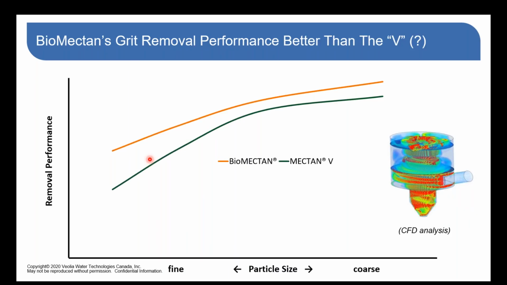So what about performance? When we were developing the biomectan product, we ran a lot of computational fluid dynamics. You can see a graphic over here showing just one of those. That indicated that the biomectan should do a great job of grit removal, even better than the Mectan V. You can see that on the chart there. But that's computational fluid dynamics. So what about reality?